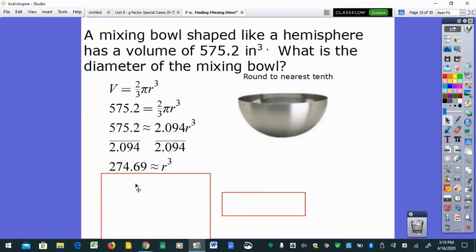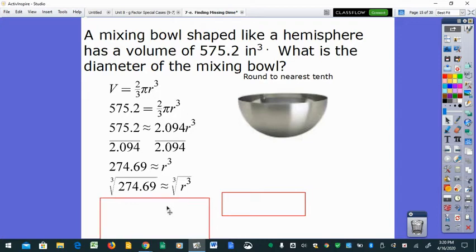and in my calculator I'm going to see 274.69. That's not the radius of the bowl. That's the radius cubed. So to undo the third power, I have to take the third root of 274.69. I would pause the video right now, take your calculator and try to take the third root of 274.69, and then we'll check it.